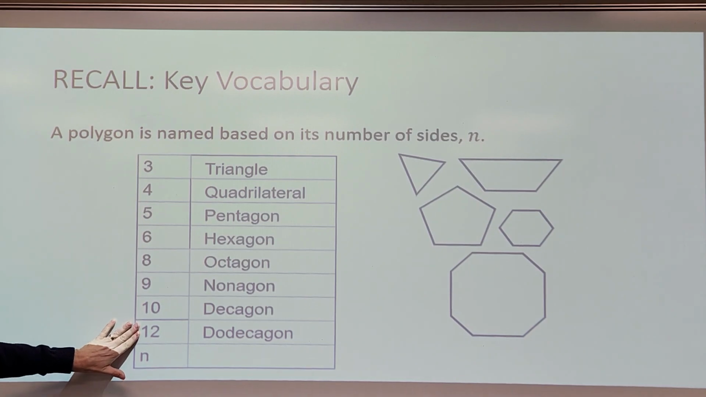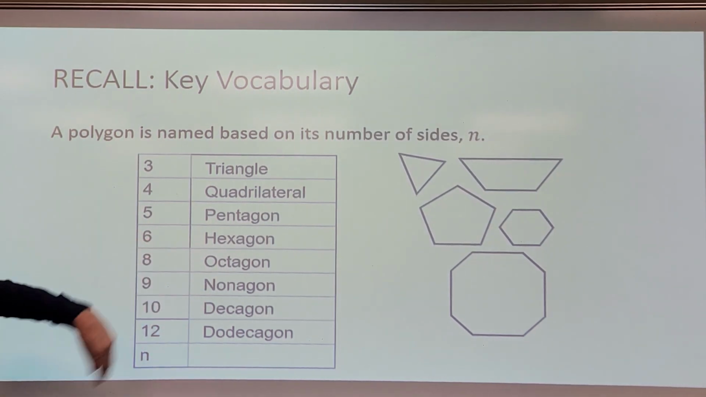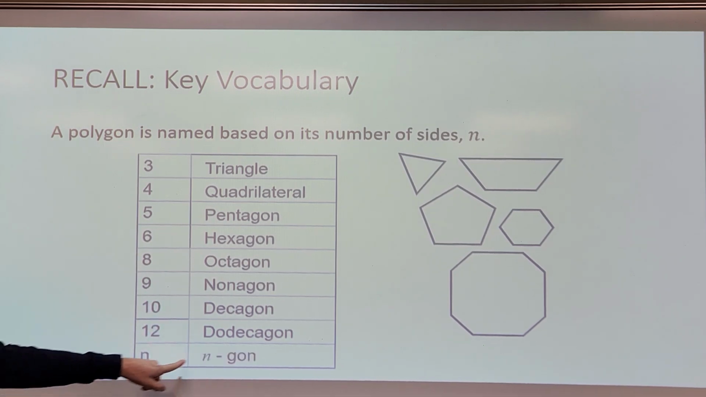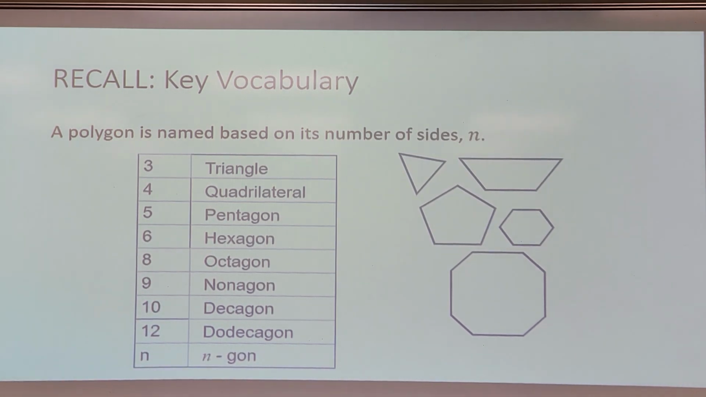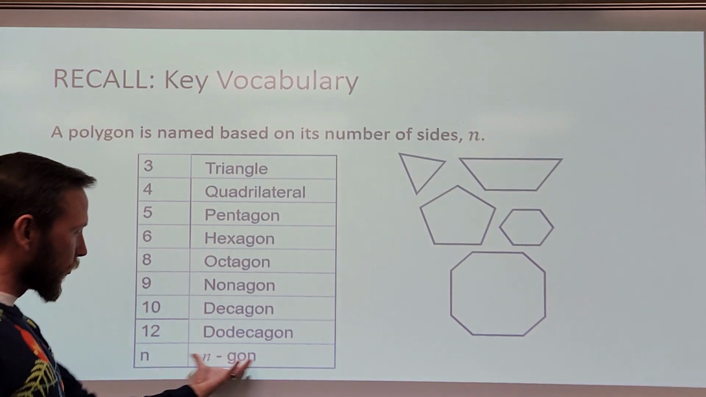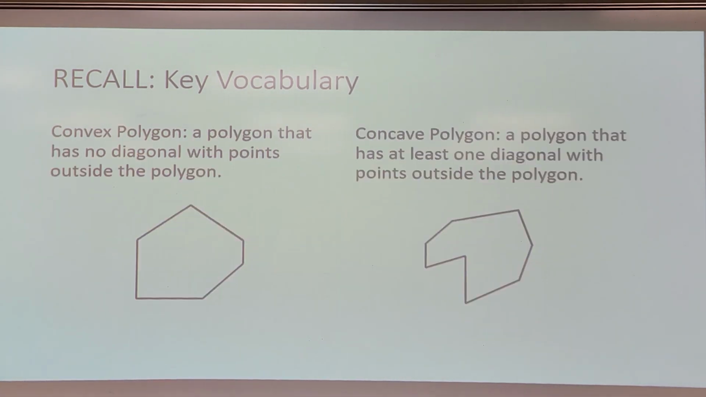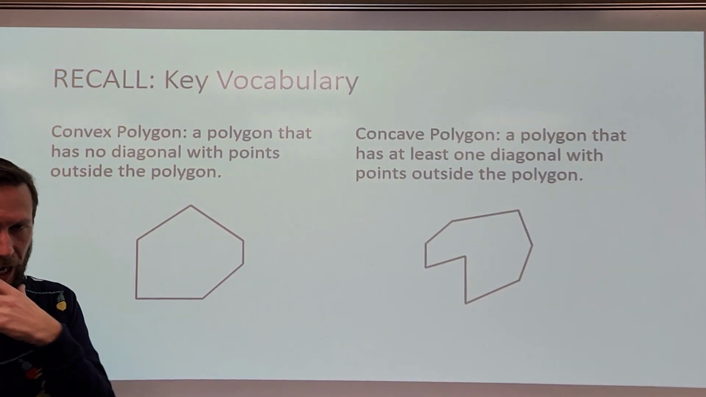If a figure has more than 12 sides, or even if it's 7 or 11 and we don't have the vocabulary term expected here, then we're just going to call it an n-gon. So if it's a 7-sided polygon, we can call it a 7-gon. If it's an 18-sided polygon, we'll call it an 18-gon. It's a weird way to write that, but that way we don't have to memorize additional vocabulary. The other key vocabulary is convex versus concave.